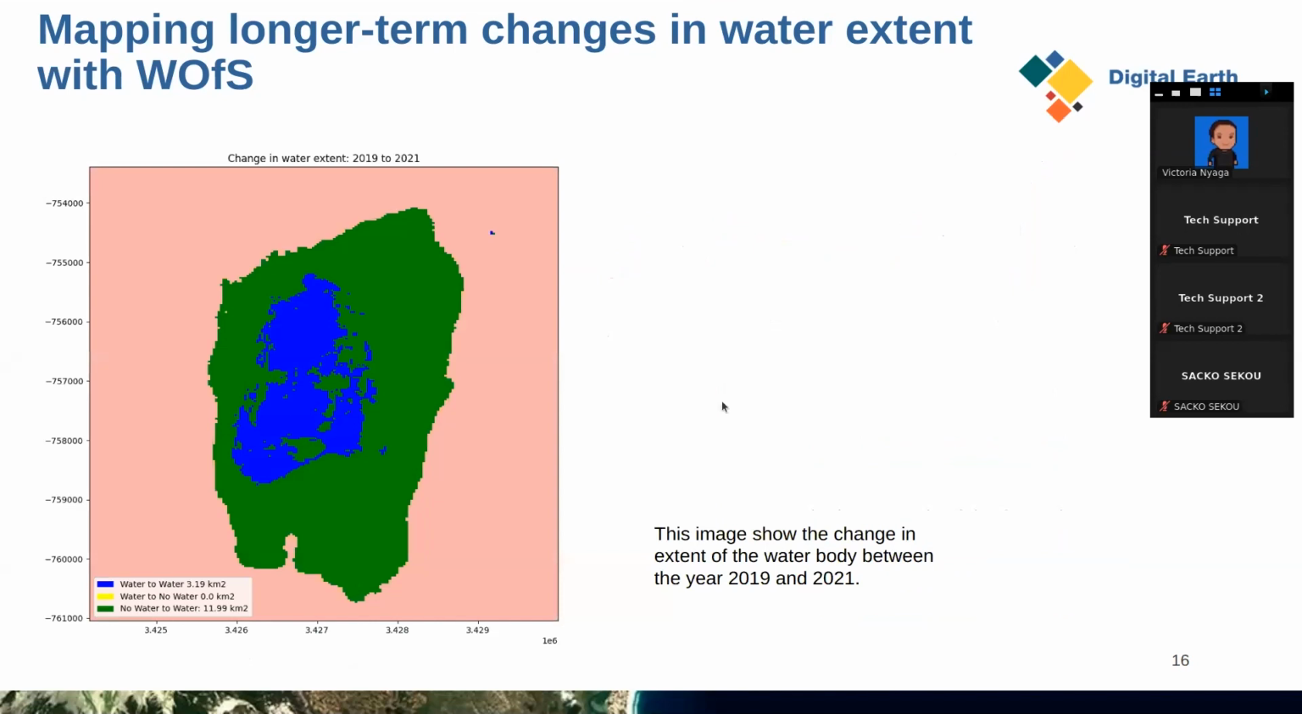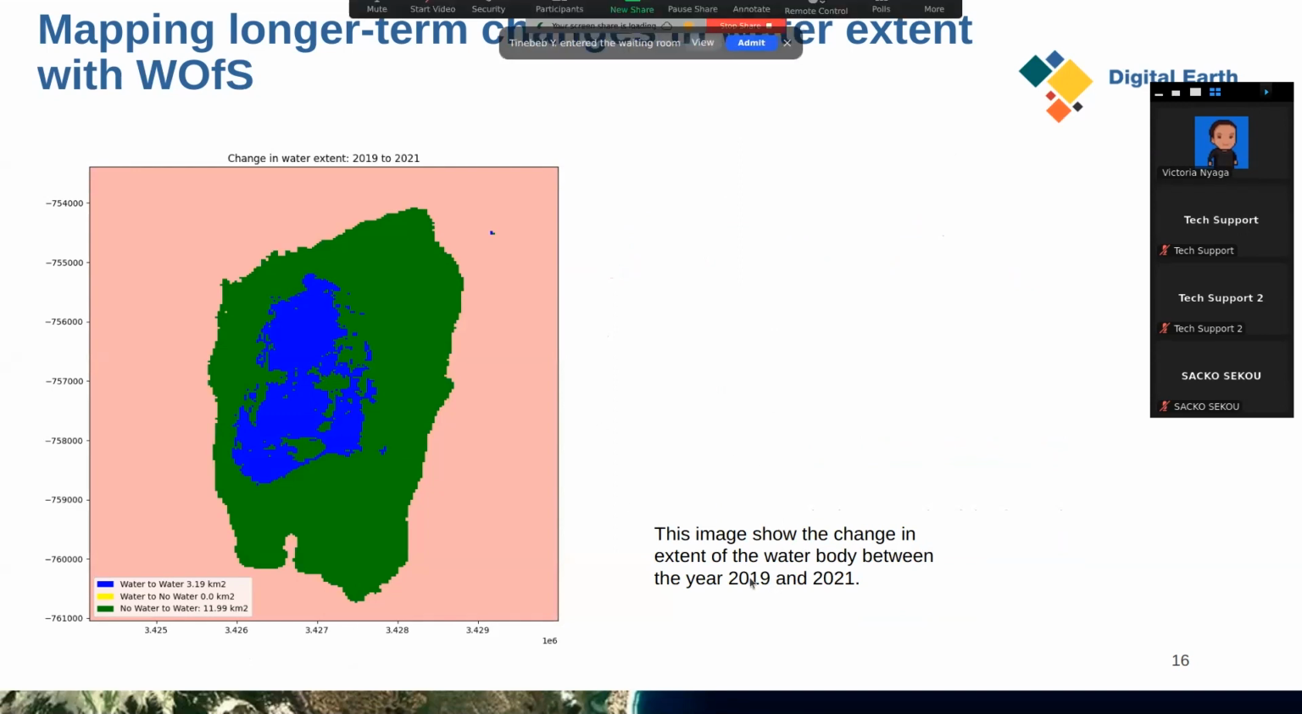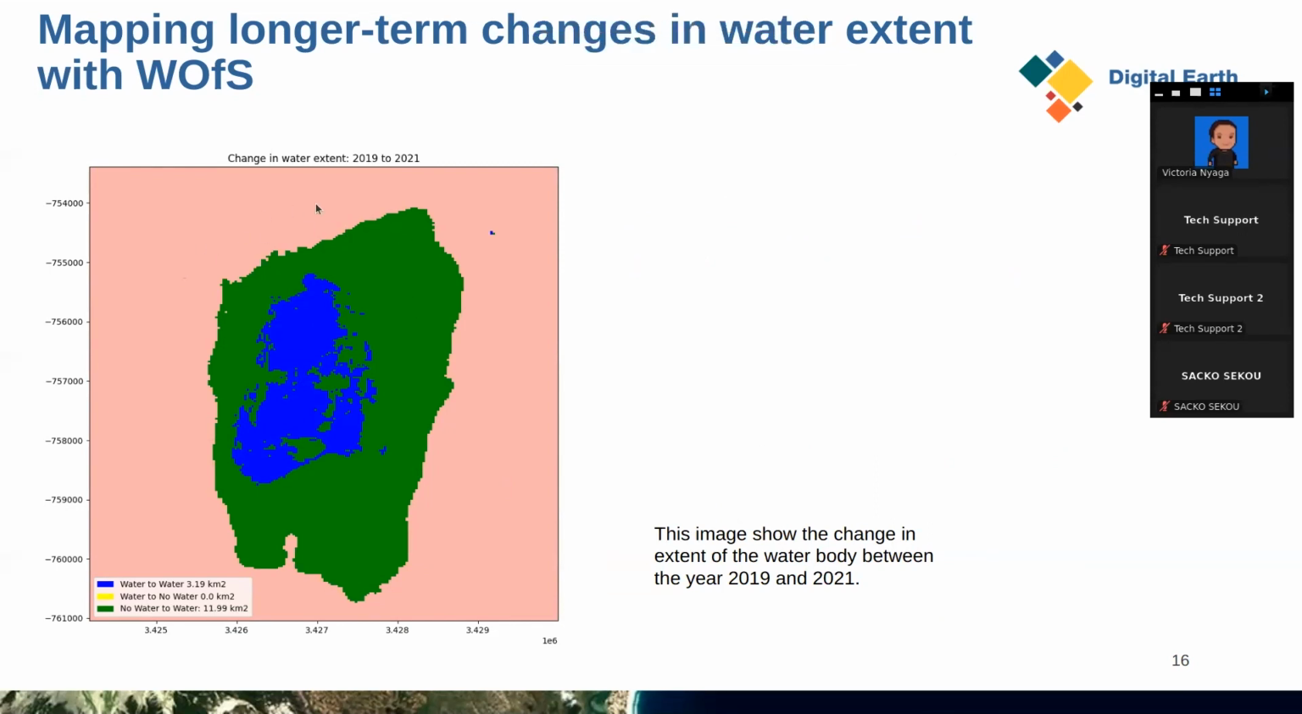We can also see the change in water extent between the two years, 2019 and 2021. Indicated here are pixels that remained as water between the two years. Then the green are pixels that changed from no water in 2019 to water in 2021, and the pink are pixels that remained as land throughout.